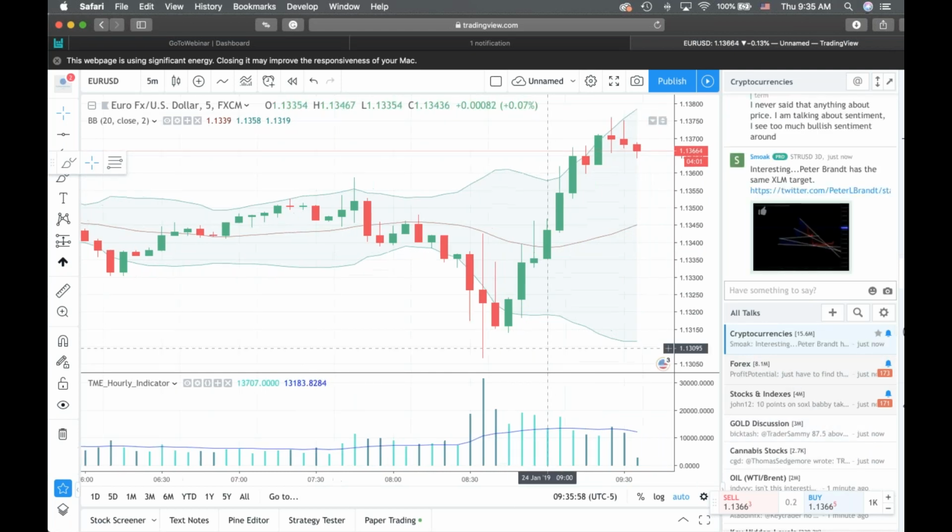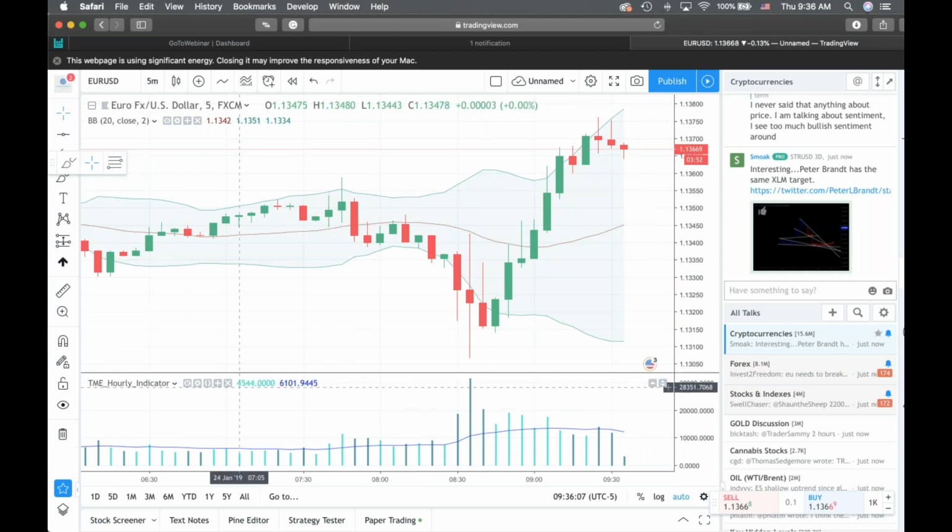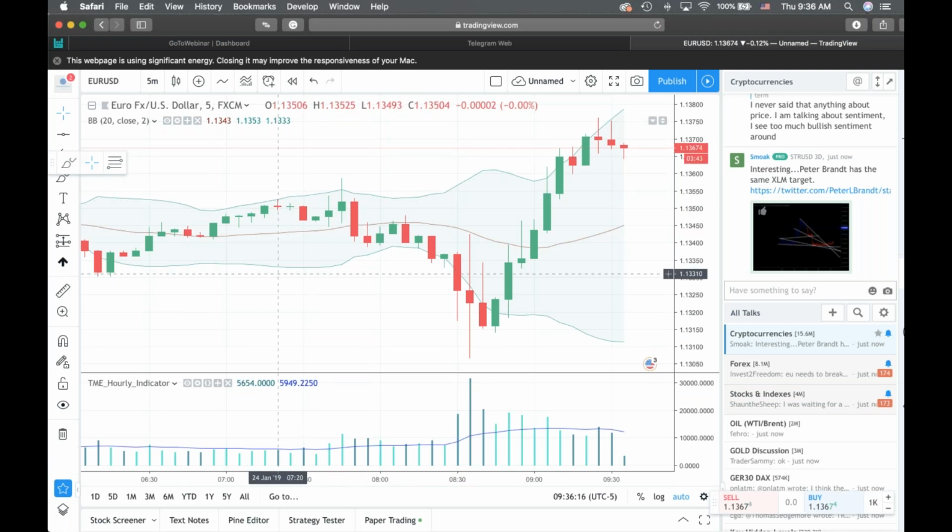We'll go with the 5 minute. But if you have any question regarding the hourly indicator, let me know. If not, we'll jump over to the exciting stuff, which is the 5 minutes. I'll give it like 2 minutes before I remove everything, and we can go on.